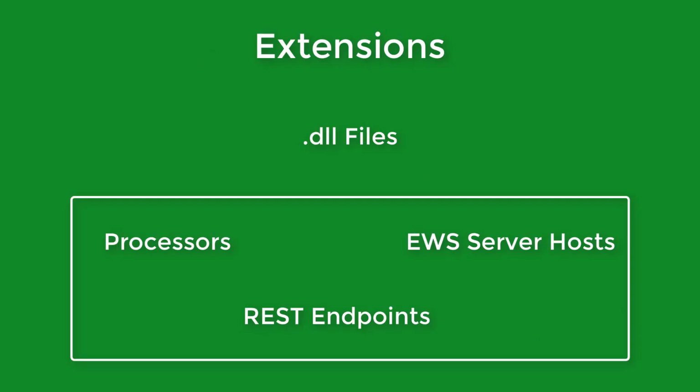The first background term that needs to be understood when talking about Smart Connector is what is meant when extensions are mentioned. Extensions are any DLL file that contains code which can run in Smart Connector. Extensions can contain processors, EWS server hosts, REST providers, or any combination of those things. Basically, extensions are everything that is written using the framework provided by Smart Connector.